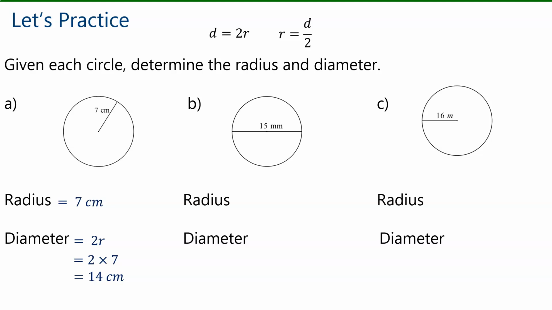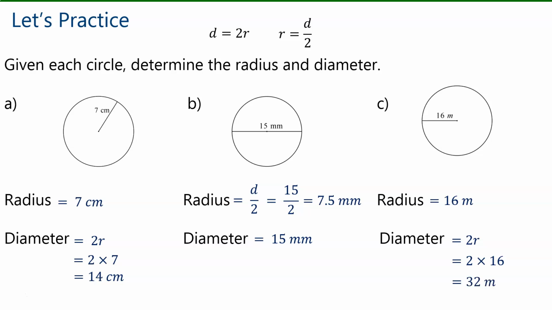For B, I see that the line goes all the way across, so that is the diameter. In order to calculate the radius, I have to divide the diameter by 2. So 15 divided by 2 is 7.5 millimeters. Now in C, I see that the line only goes halfway across the circle, so that means that's the radius. And then in order to find the diameter, I'm going to multiply the radius by 2. So 2 times 16 is 32 meters.